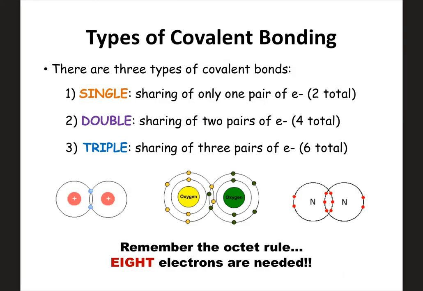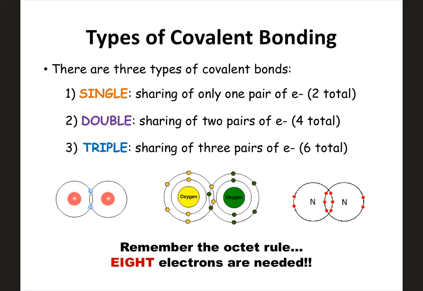So there are different types of covalent bonding. We know covalent bonding is the sharing of electrons, but there are single, double, and triple covalent bonds. A single covalent bond is when you share one pair, double would be two pairs, and triple would be three pairs. Pay attention to the total number of electrons though. One pair is two electrons, so two pairs would be four total electrons.